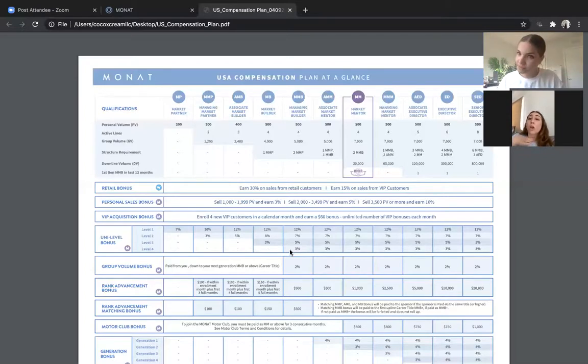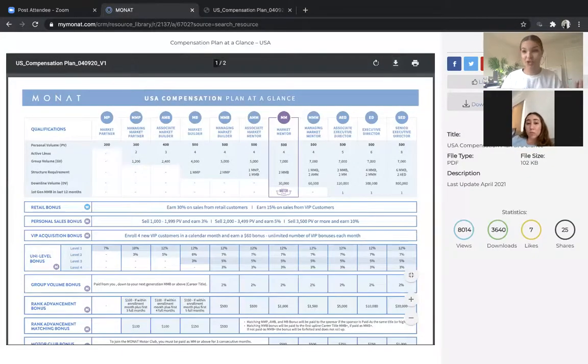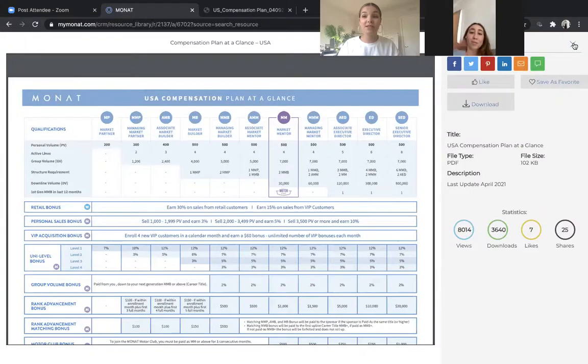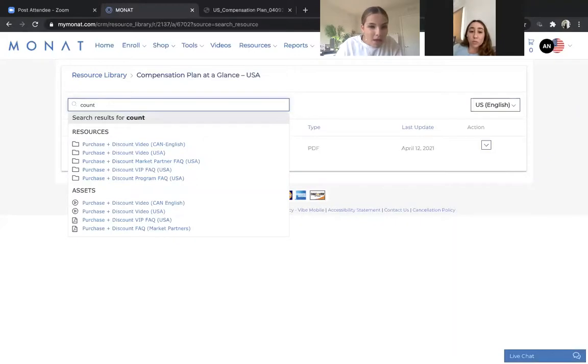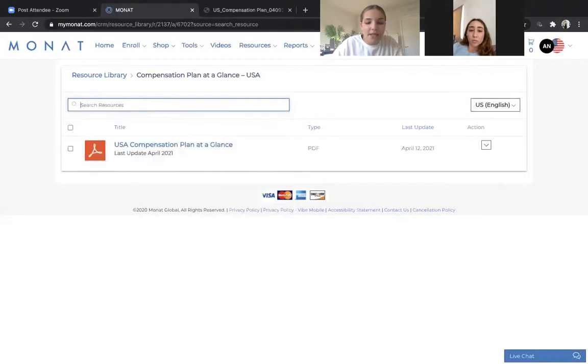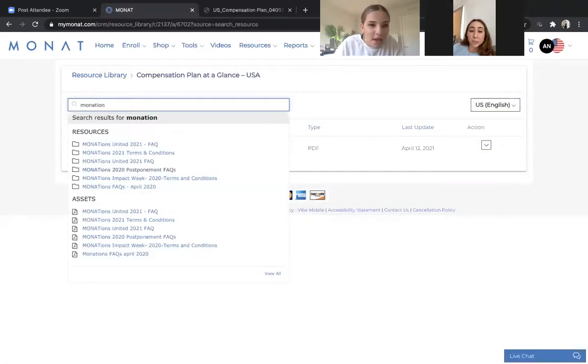Okay, so would I be able to recruit people that are in different countries? That's the thing. We have people in the UK. We have people in Spain. In order to get a full list of all the countries that we offer, this is where you're going to use your resource library. I know it's Canada, USA. It's going to be in here. Was it country? Let's see, nations.